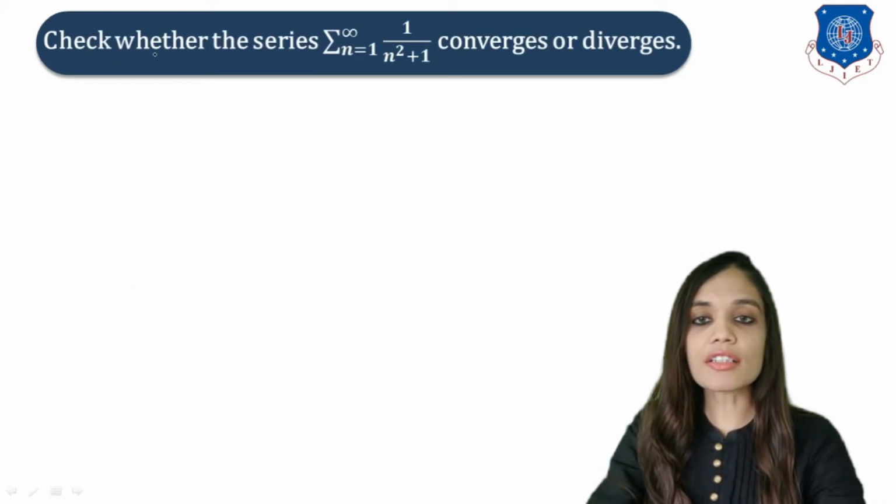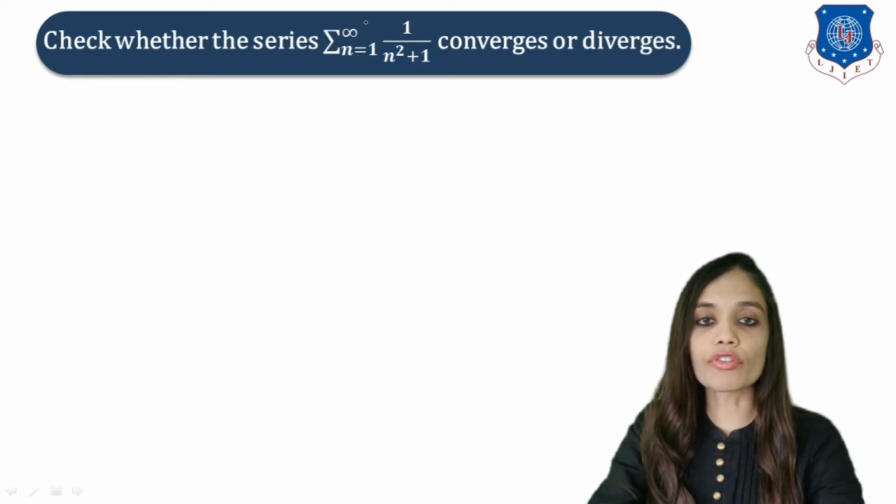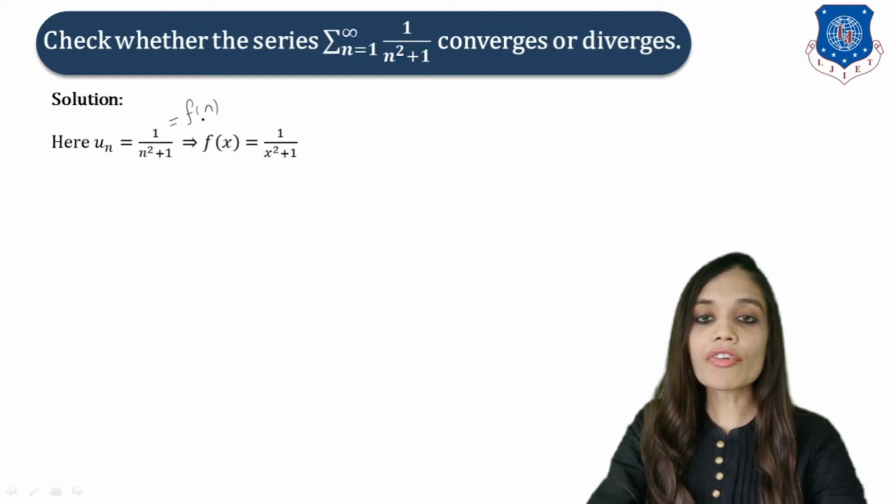First example is we have to check whether the series summation n is equal to 1 to infinity 1 upon n square plus 1 converges or diverges. Okay, so let us start with the solution. Now replace n by x. So what you will get is 1 upon x square plus 1.